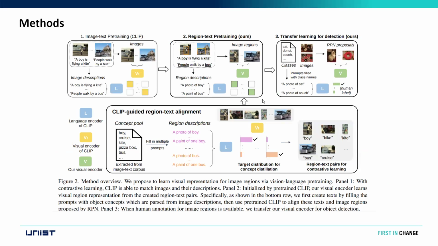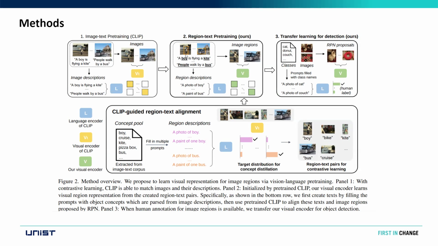So here's the overview of their method. The first part is like the normal CLIP. They just train it on a large data set, and they have a text encoder and a visual encoder. The second part is their pre-training. Here they get the image regions, and they also build the concept pool, extracting key features from the text that describes the image.